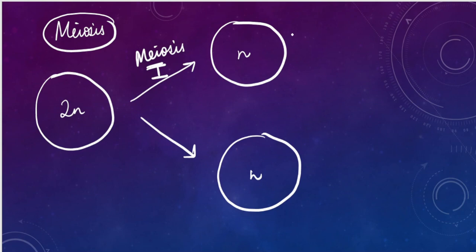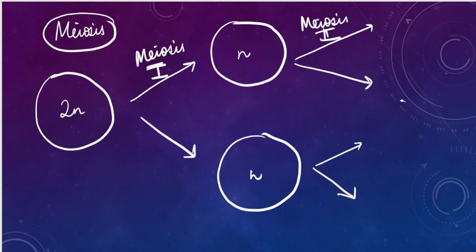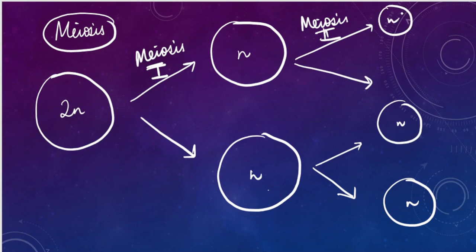Then what actually happens in meiosis 2? In meiosis 2, this n gives rise to two cells. This one cell will give rise to two cells, and here also this one cell will give rise to two cells, and the number of chromosomes in the daughter cells will be the same. So till here, there is a change from diploid to haploid. So this is nothing but meiosis.